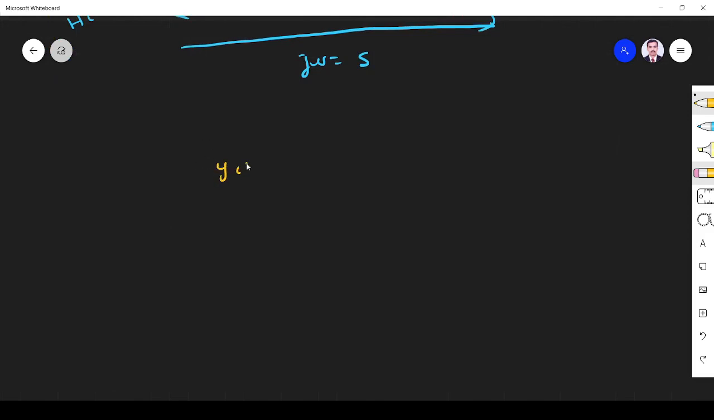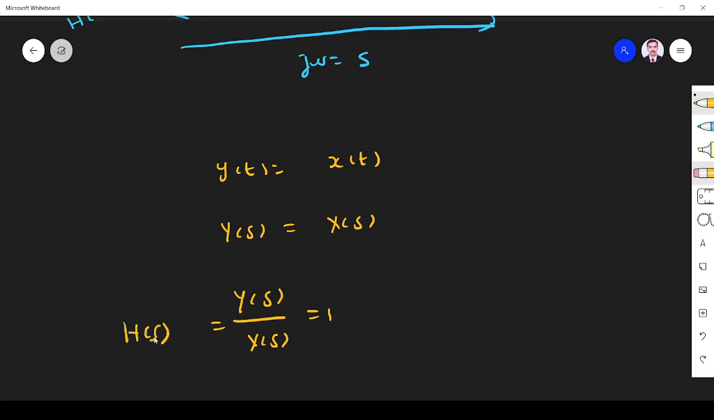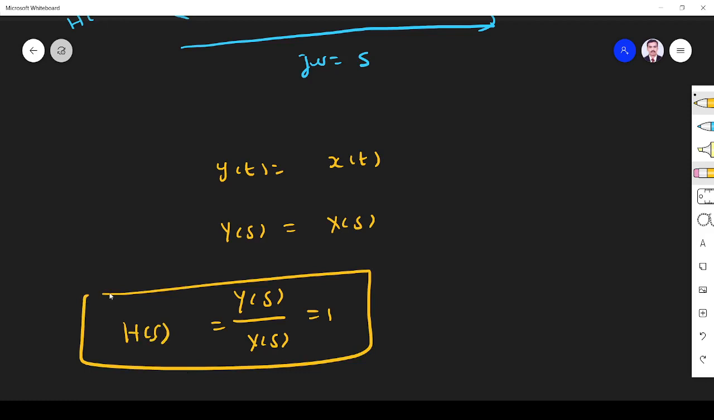So y of t is equal to x of t. This is the equation they are giving. If you take the Laplace transform, y of t has a Laplace transform of y of s, and x of t has a Laplace transform of x of s. So y of s divided by x of s is equal to 1. It is Laplace transform of output over Laplace transform of input. So that is called a transfer function, right? So h of s, transfer function is 1.